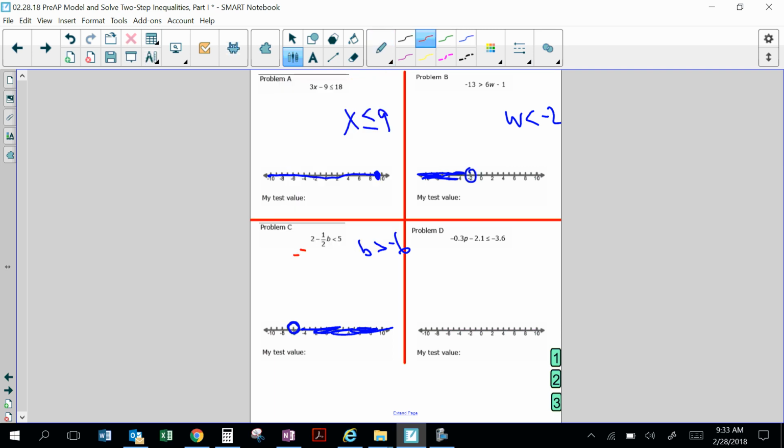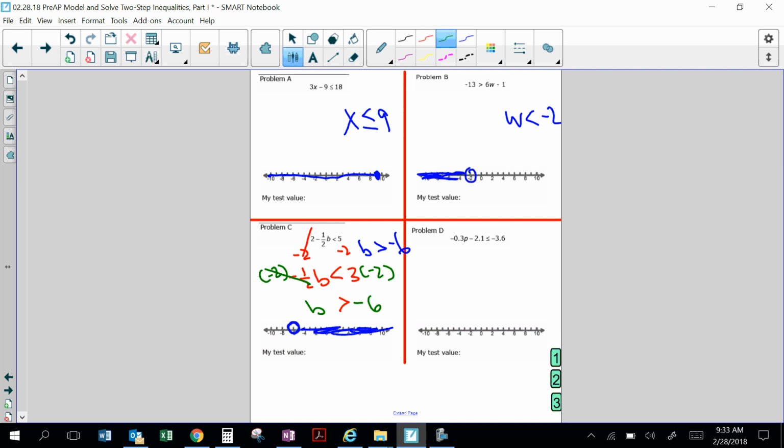So I subtract 2 on both sides. Cancel. I'm left with -half b is less than 3. This negative means you need to do the opposite. So I flip the sign around. So I multiply both sides by -2. Cancel. B is greater than -6.